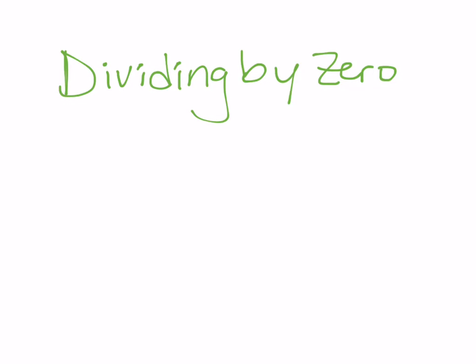The problem of dividing by zero is motivated by our definition of rational numbers. Rational numbers, symbolized by Q, are numbers that can be written as fractions of two integers, so an integer a divided by an integer b, where the denominator b does not equal 0. So why can't the denominator be 0?